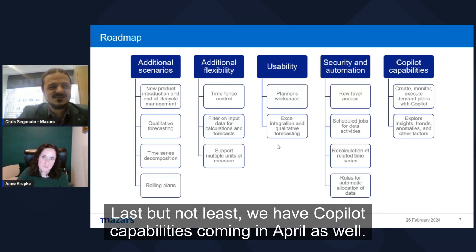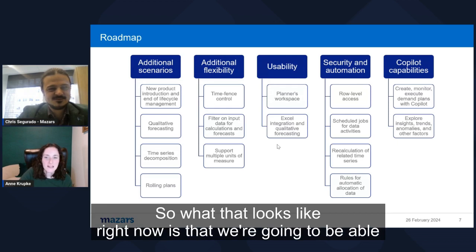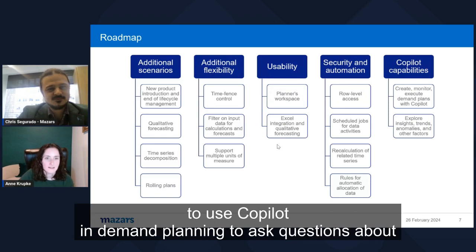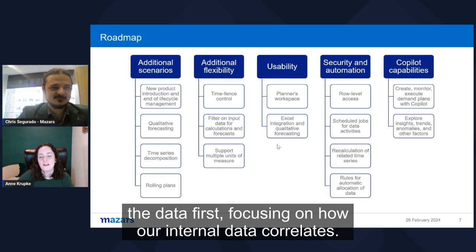And then the most exciting thing, I waited till the end, last but not least, we have Copilot capabilities coming in April as well. So what that looks like right now is that we're going to be able to use Copilot in demand planning to ask questions about the data. First, focusing on how our internal data correlates.